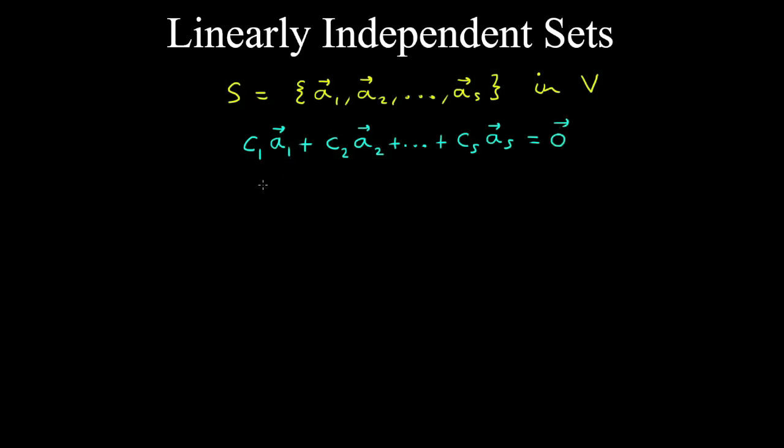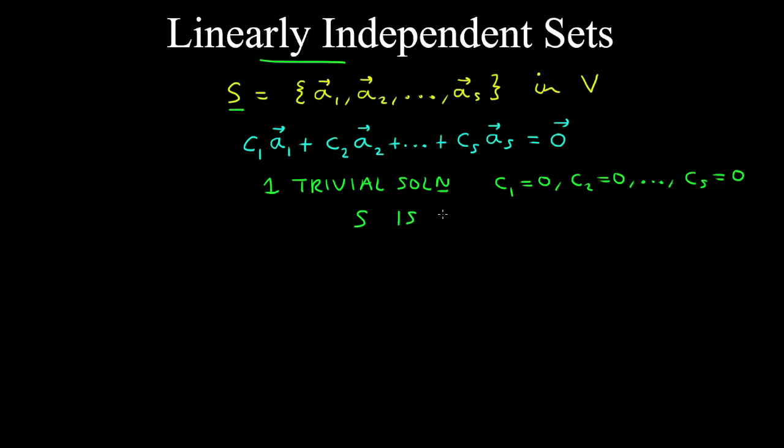If this equation has one trivial solution, where the coefficients of those vectors are all 0, then S is a linearly independent set. Otherwise, if this equation has other solutions in addition to the trivial solution, then S is a linearly dependent set.